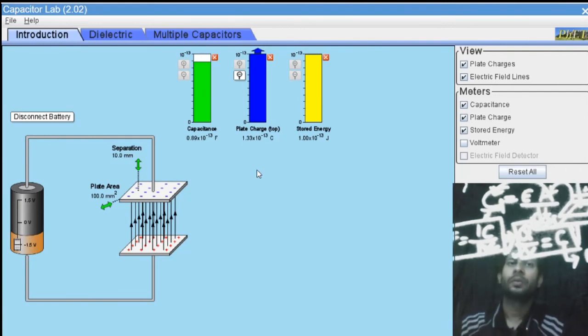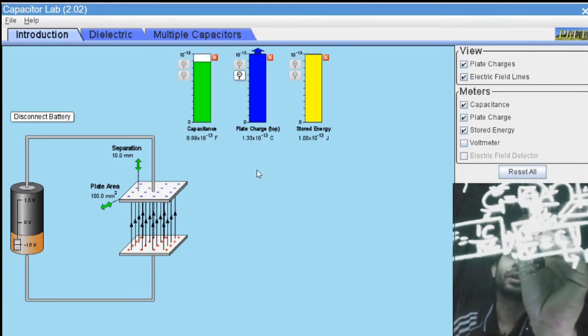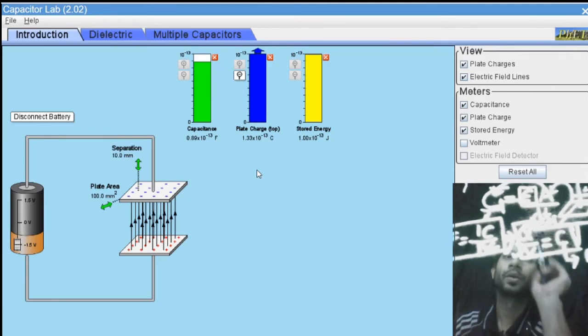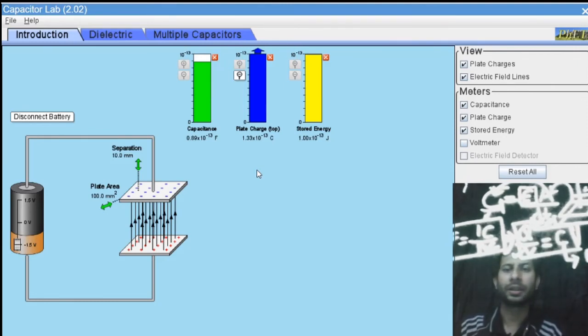Now we try to involve the effect of this permittivity, which is a property of a material.